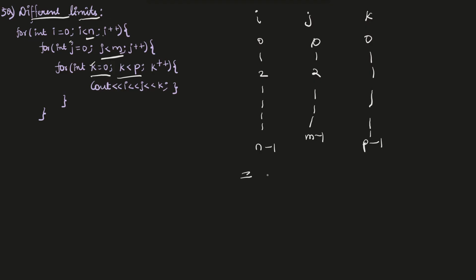So I runs how many number of times? N times. J, m. For k, p. So the time complexity is order of n, m, p.